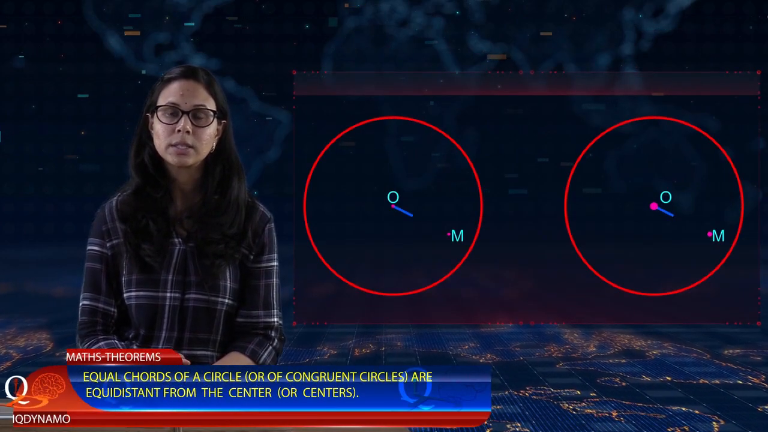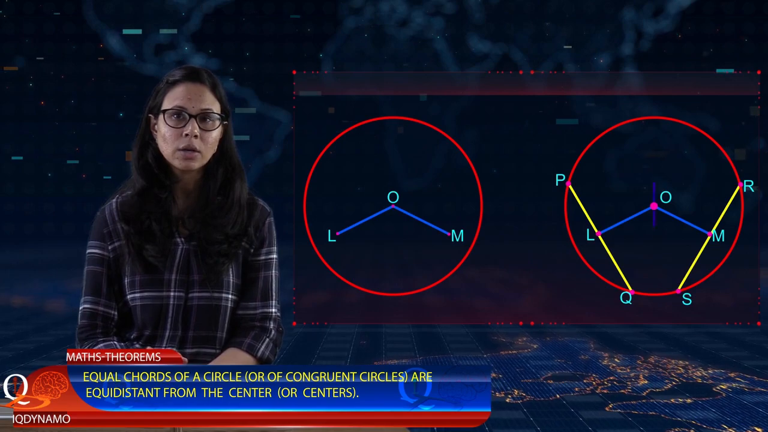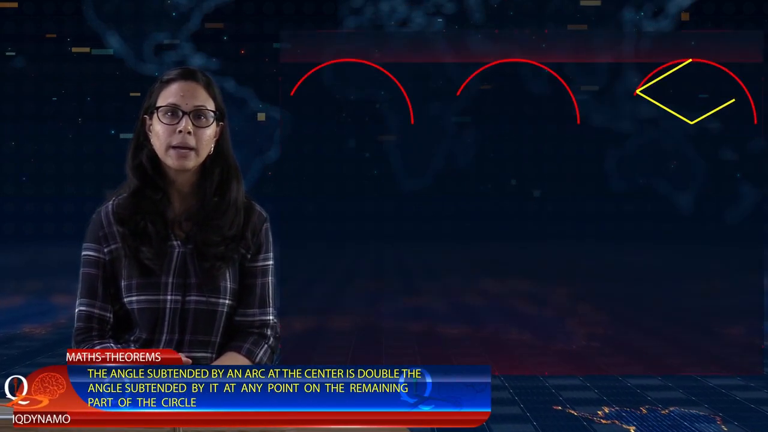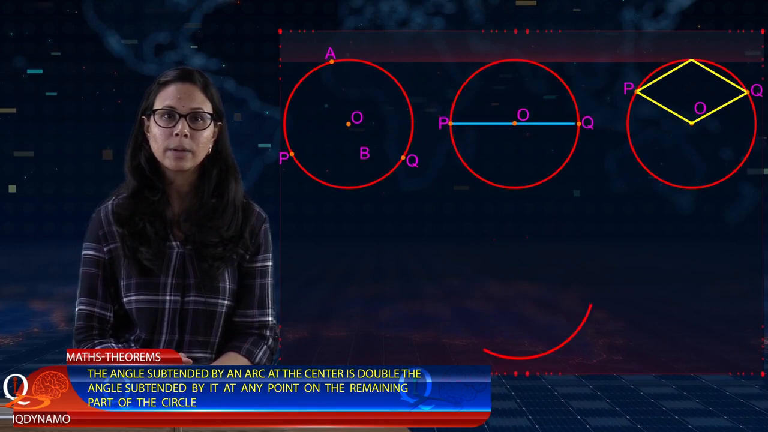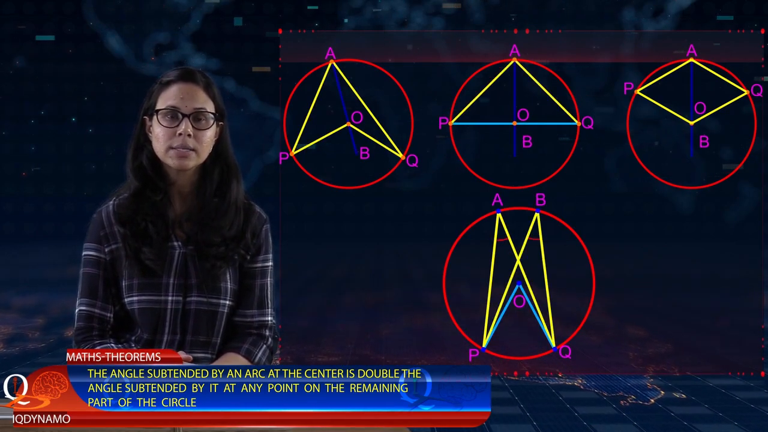Equal chords of a circle or congruent circles are equidistant from the center or centers. Chords equidistant from the center of a circle are equal in length. The angle subtended by an arc at the center is double the angle subtended by it at any other point on the remaining part of the circle. Angles in the same segment of a circle are equal.